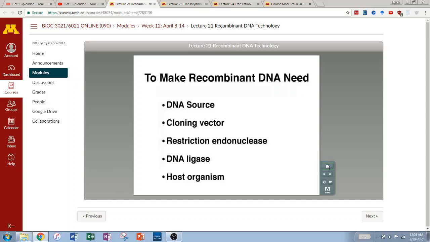Recombinant DNA technology employs the following components: a DNA source to provide a gene of interest, a cloning vector, which is a virus or plasmid which carries a DNA insert, a restriction endonuclease to make specific cuts in DNA, a ligase enzyme to allow the insertion of a DNA segment into a virus or plasmid, and a host organism in which a plasmid or virus can be grown or amplified.